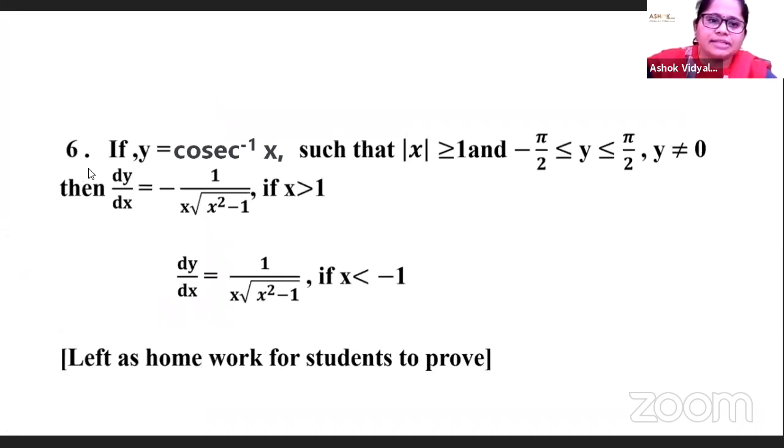Now the next result is: if y is equal to cosec inverse x such that mod x is greater than or equal to 1 and y lies between minus pi by 2 to pi by 2, then dy by dx is minus 1 upon x into under root x square minus 1 if x is greater than 1, and dy by dx is equal to 1 upon x into under root x square minus 1 if x is less than minus 1. Students, this result is also left as homework for you.